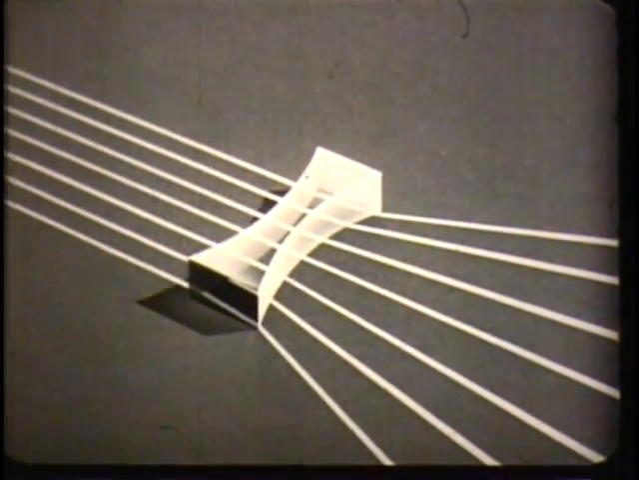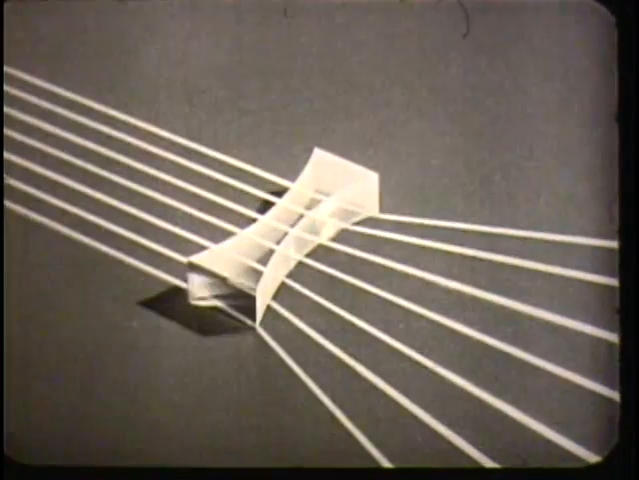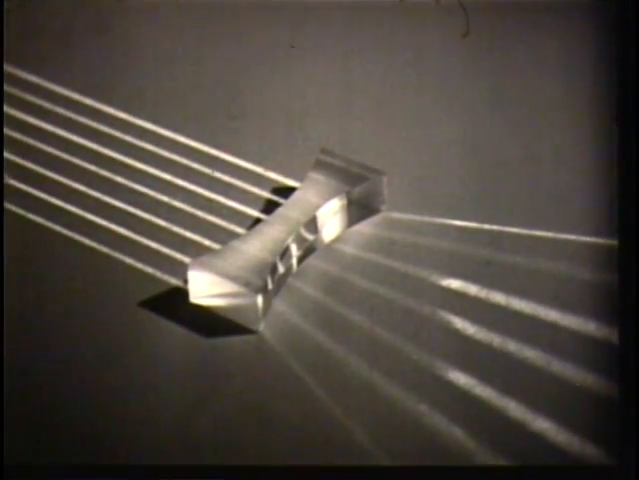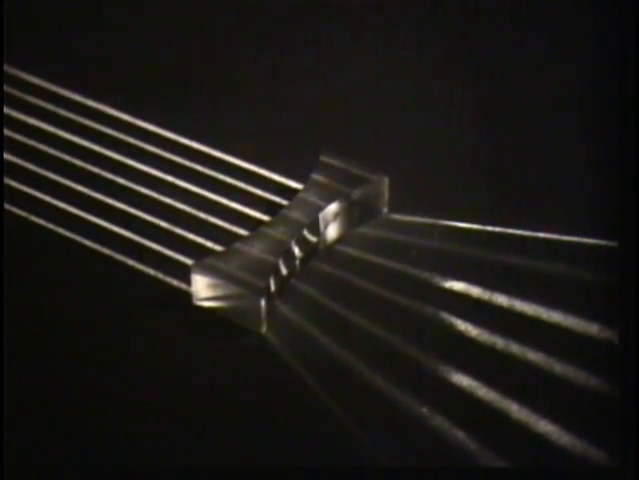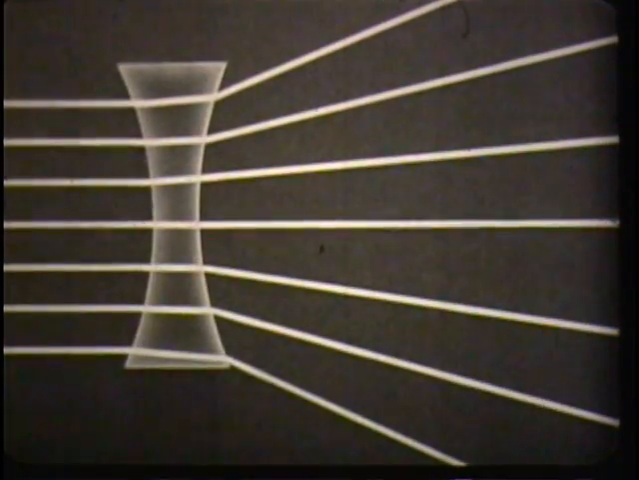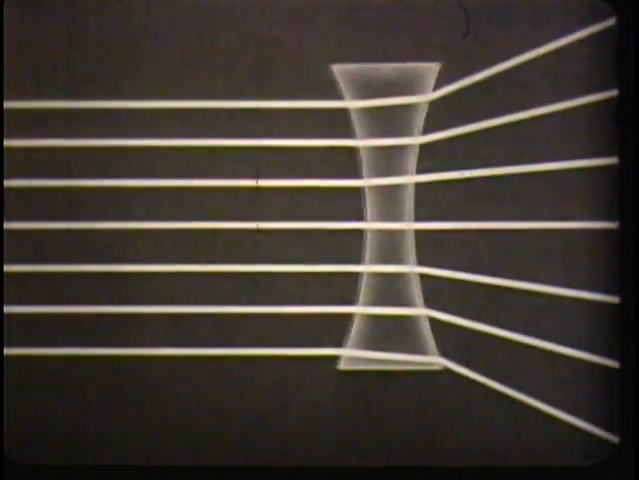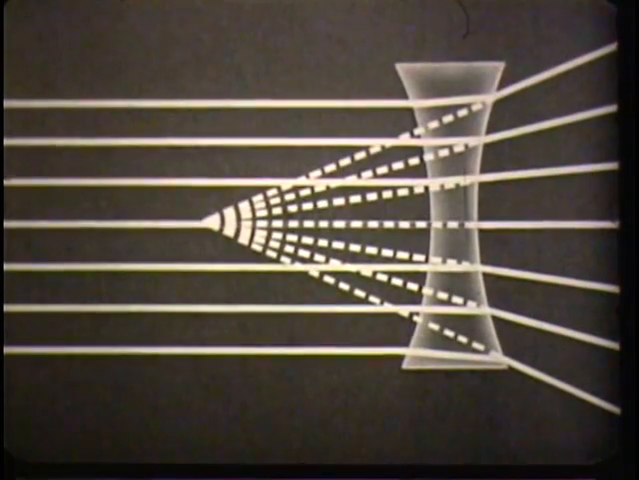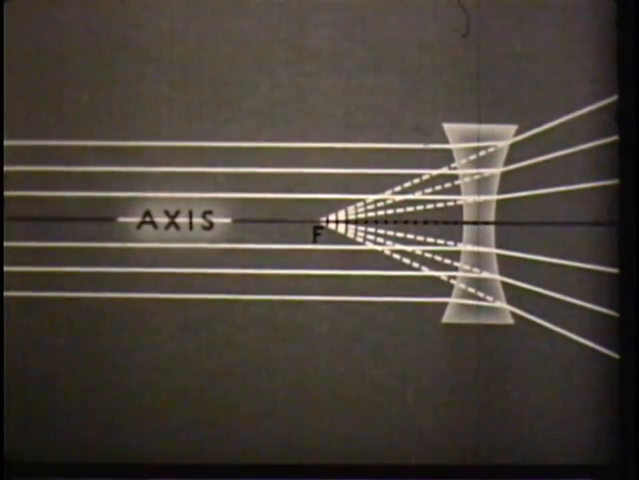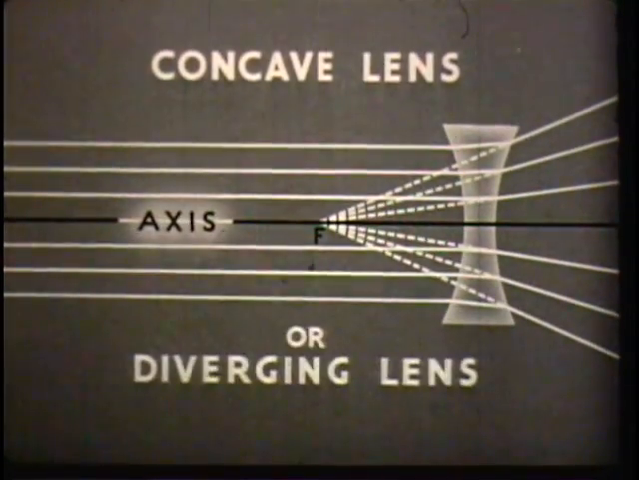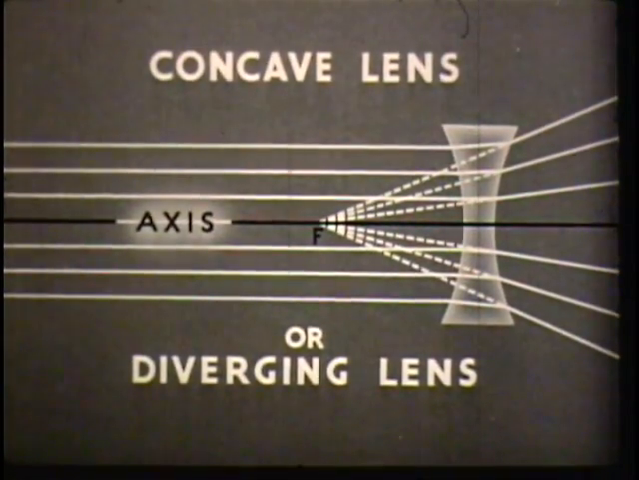If the sections are joined, the effect of a concave or diverging lens is produced. Here is a photograph of rays passing through a concave lens. Here is a diagram of the same rays and lens. The point from which the rays seem to diverge is called the virtual focus. This concave or diverging lens.